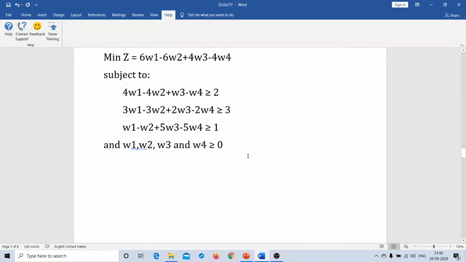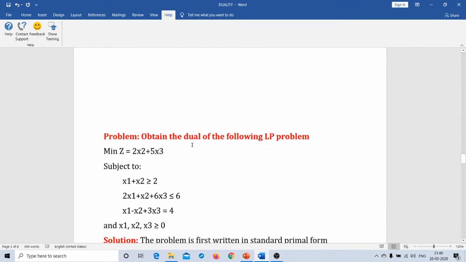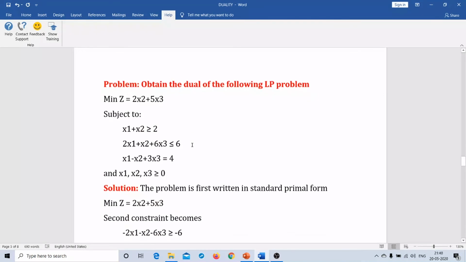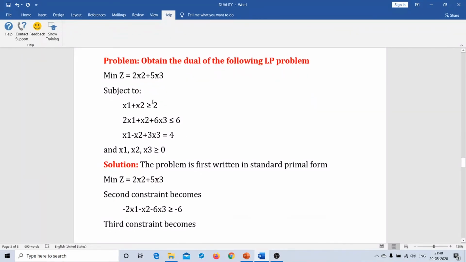Let us take one more example. Here I have to obtain the dual of the following problem, right? So again, my objective function is minimization, right? And let me check whether I have this given problem in standard primal form. When I observe this greater or equal to and this equal to, it is not in standard primal form. So I will first write this particular LPP in standard primal form.